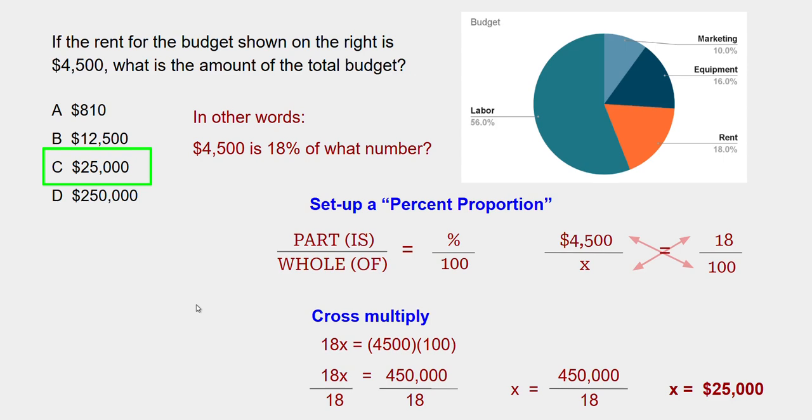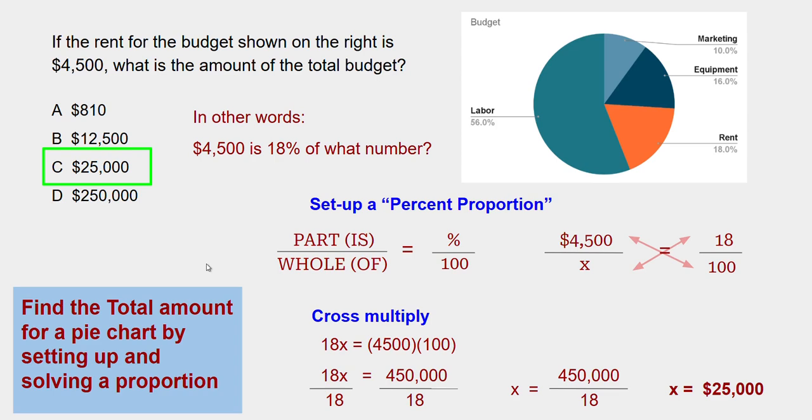We look over at our answers. That is answer C. So the key takeaway from this video is to remember to find the total amount for a pie chart. You can set up and solve a proportion using that percent proportion formula.